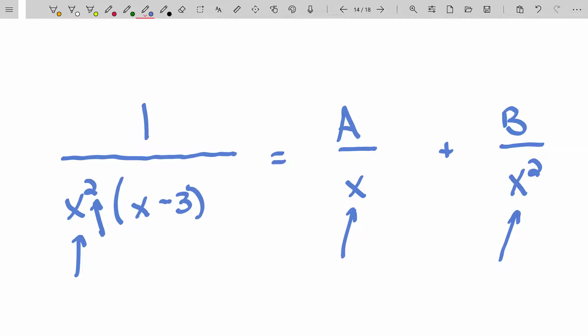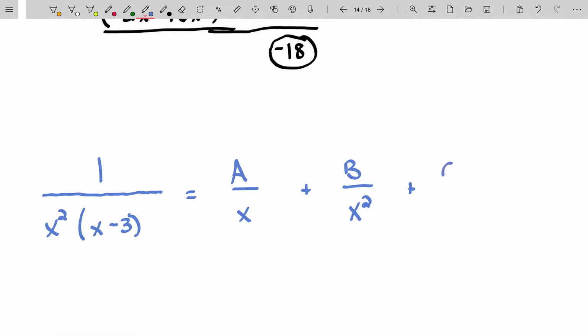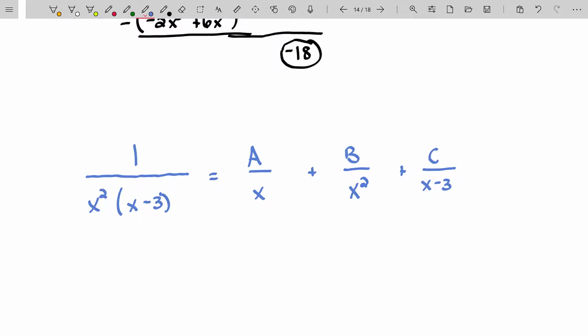If that was a power of 12, then I would have 1, 2, 3, 4, 5, 6, 7, 8, 9, 10, 11, 12 of those fractions adding up, which would be a pain, honestly. And then we have an x minus 3, so plus c over x minus 3. And if you don't know the tricks, I'm not going to teach you. Instead, I'll just multiply both sides by the LCD.